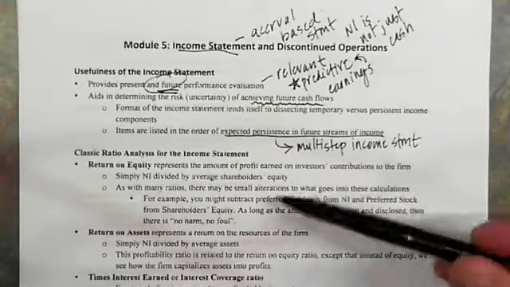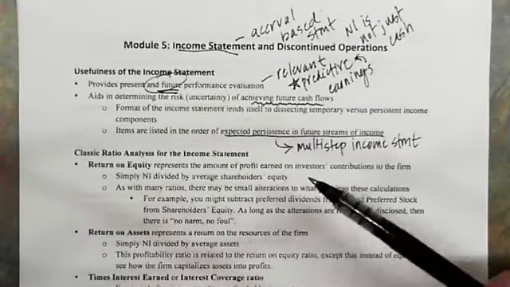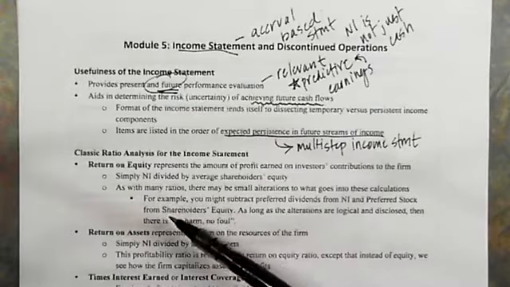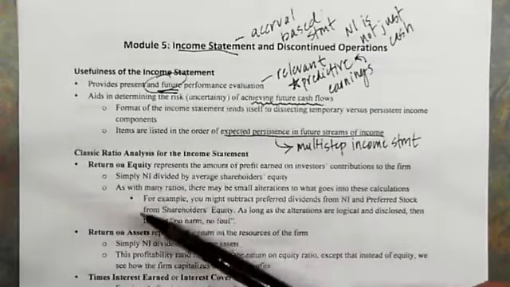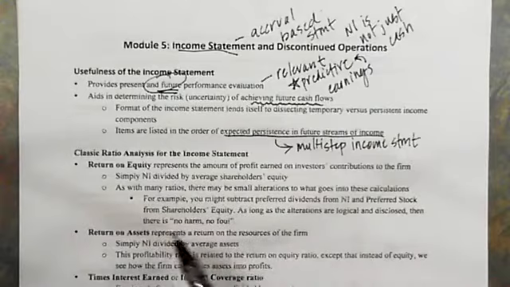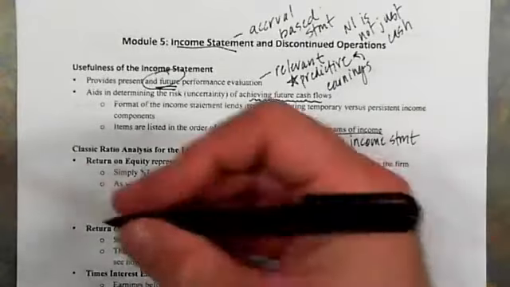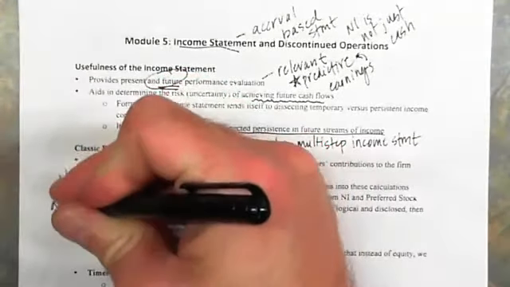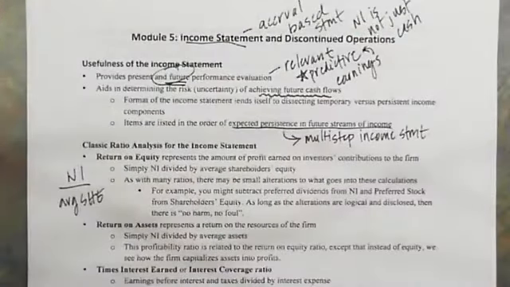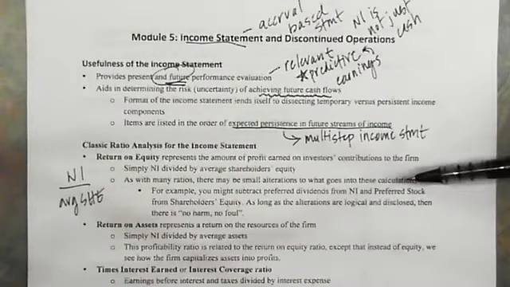Okay. Some of the classic ratio analysis we apply in the income statement just involves taking the net income number and relating it to balance sheet totals. So, for example, the return on equity represents the profit that's earned on investors' contributions to the firm. So what we do then is just divide net income by average shareholders' equity. And that tells us there's this amount of a return. And as with all ratios, there can be many small alterations that go into these calculations.